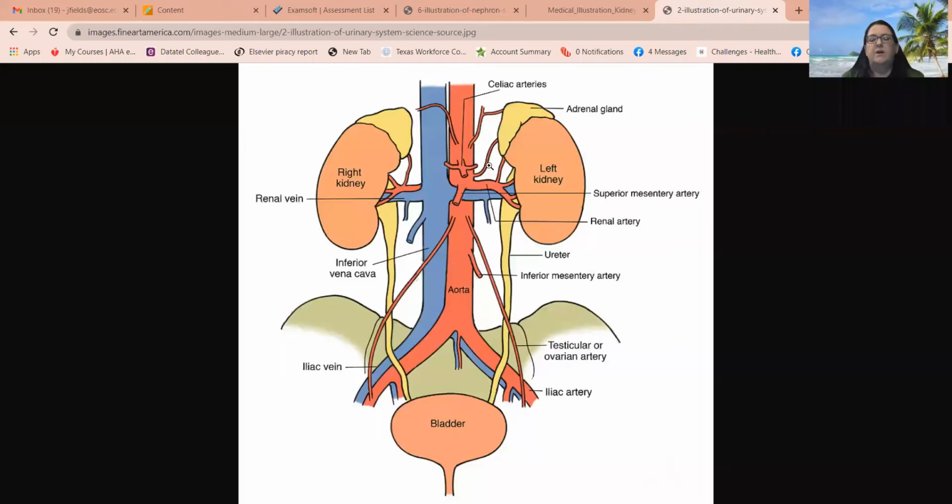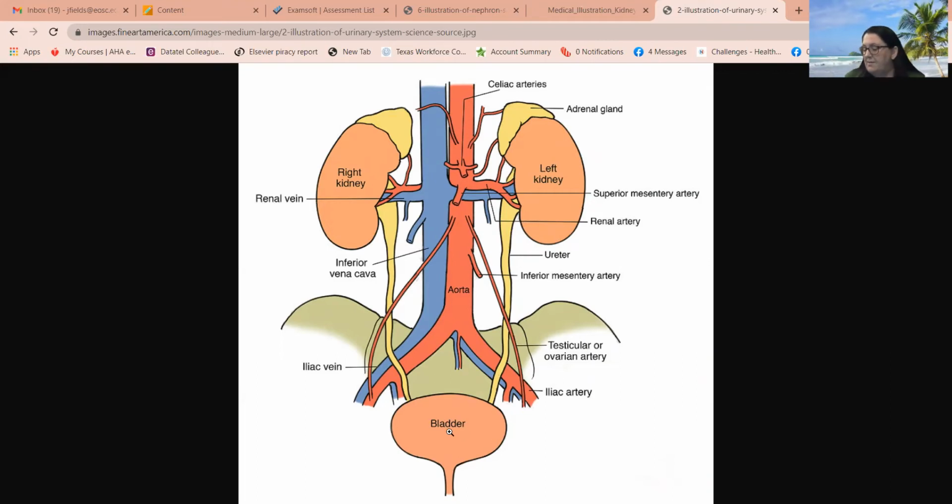Now let's look quickly at the entire urinary system, and we'll talk about the function of urination. So the urine that drains out of the nephrons goes into the tubes, which come together and get larger, and then it goes into the ureters that take urine to the bladder.